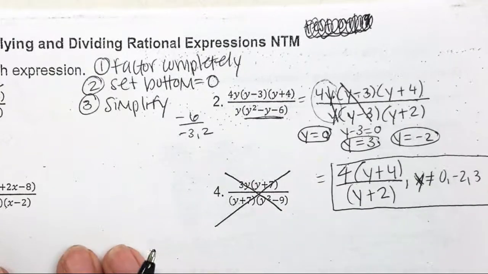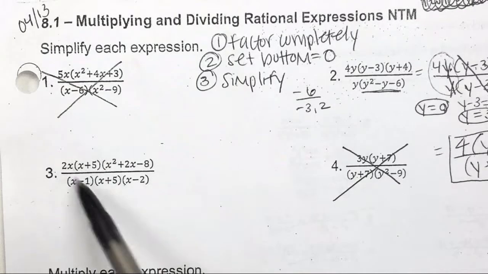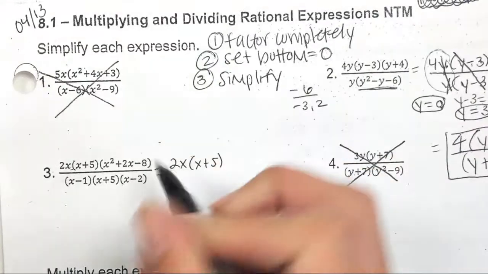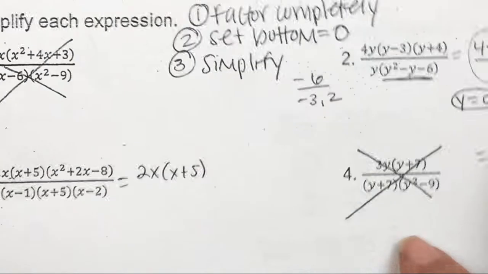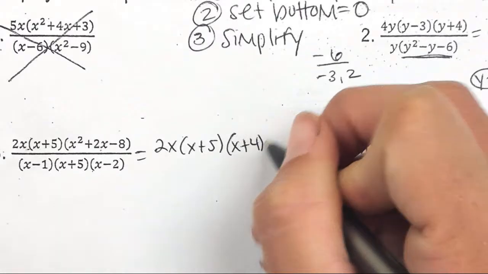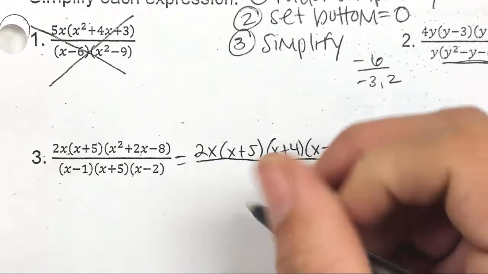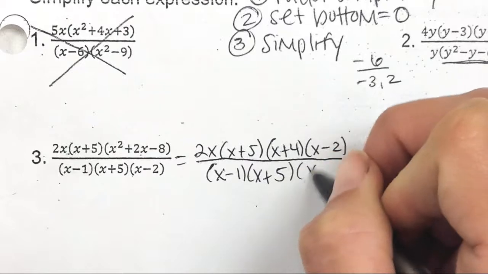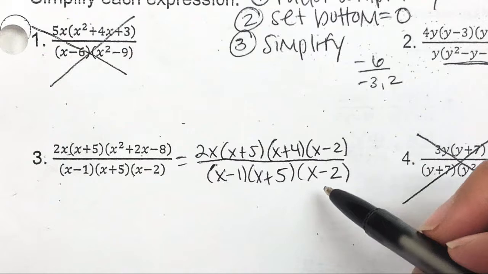Alright, next one is number 3. And again, the first step, we have to factor it completely. So in the top, the 2x and the x minus 5 is already factored completely. But this quadratic we can factor by finding factors of -8 that can add together to give us 2. And that's going to be a +4 and a -2. On bottom here, all of this is already factored. So we can bring that down. So now it is factored completely.